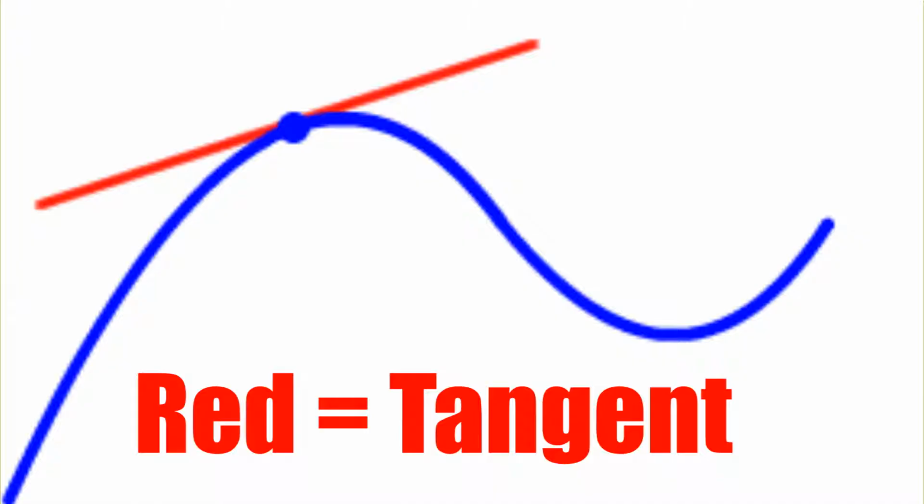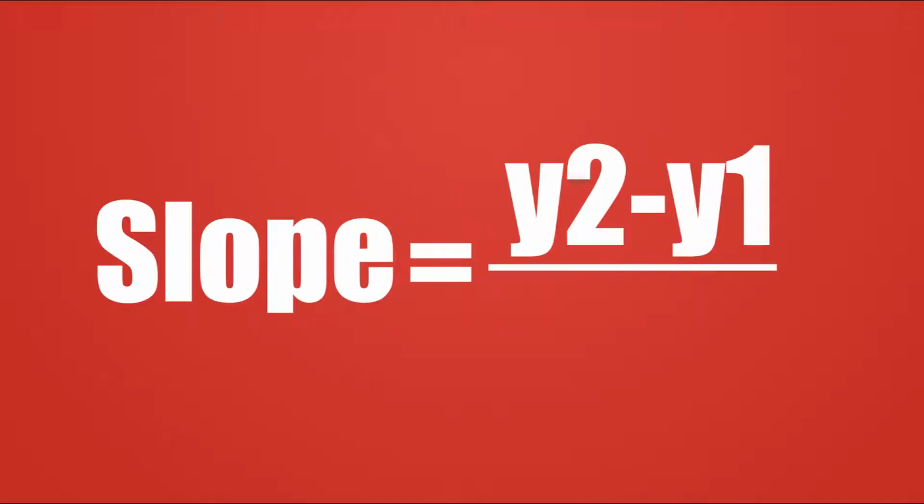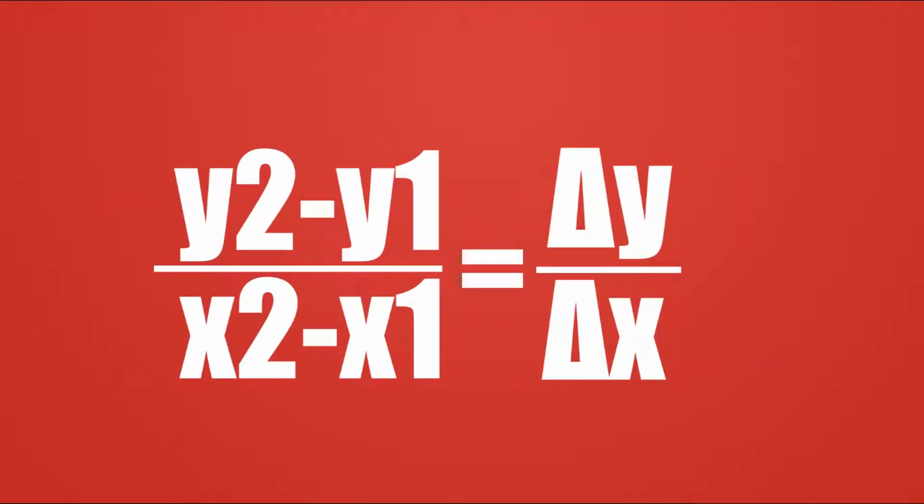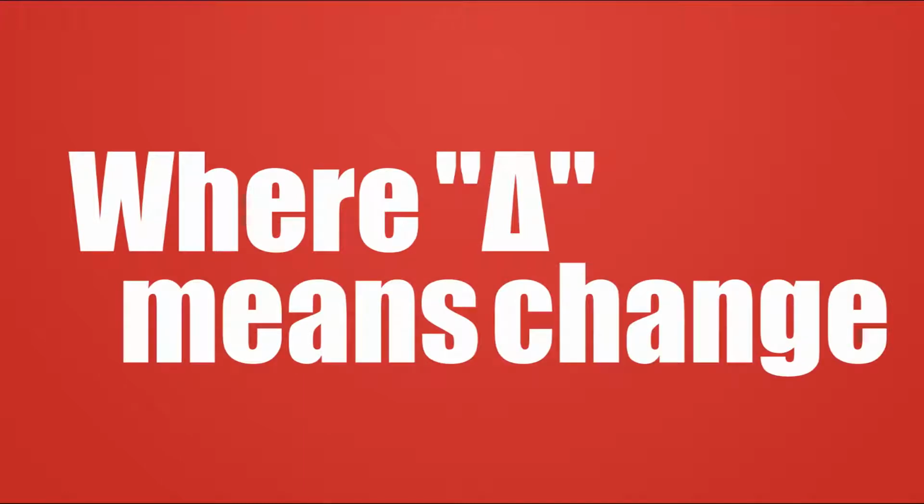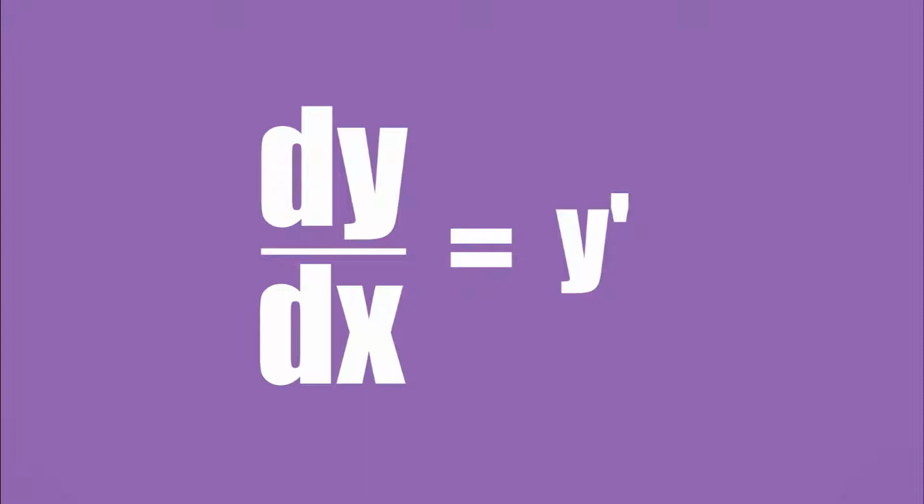Well, that's a derivative, or the tangent. Here's how. The slope is equal to the change of y over the change of x, where the delta symbol means change. In a derivative, delta is d. So we get dy over dx is equal to y prime.